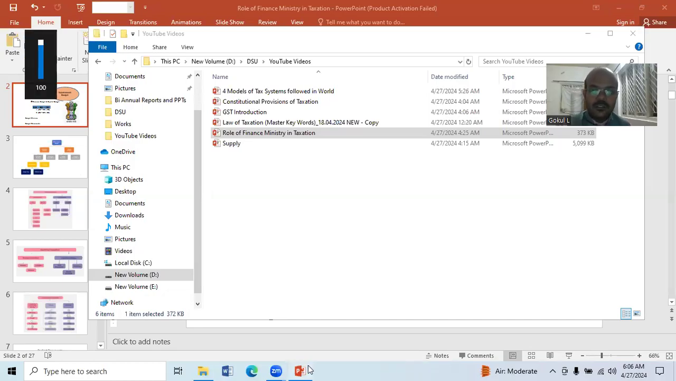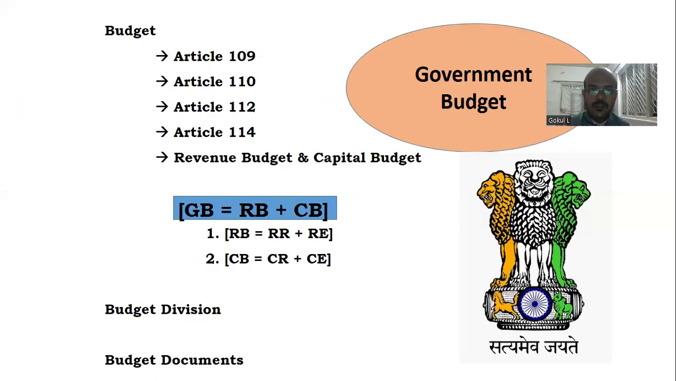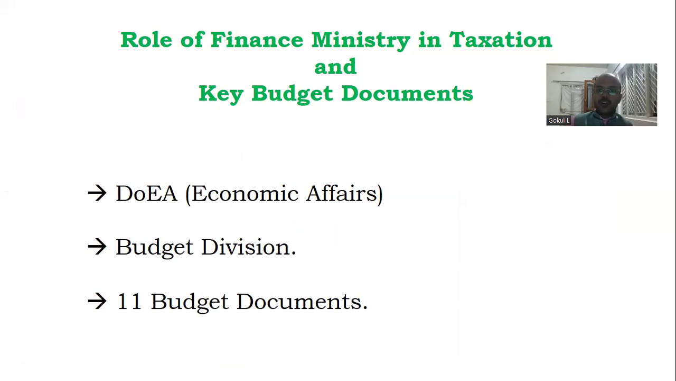Hello all. In this video, we'll be understanding about the role of Ministry of Finance in taxation and various budget documents. All right. So, what role does the Finance Ministry play with respect to taxation, and what are the key budget documents? There are around 10 to 11 documents we have. In that, we have 2 to 3 important budget documents which we have to keep in mind in order to answer any type of questions in the examination.